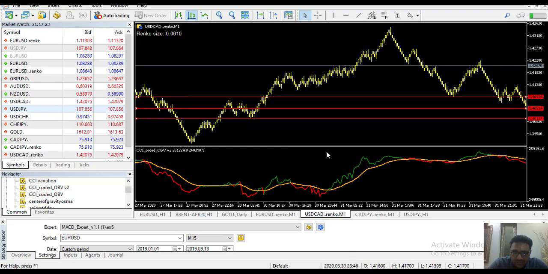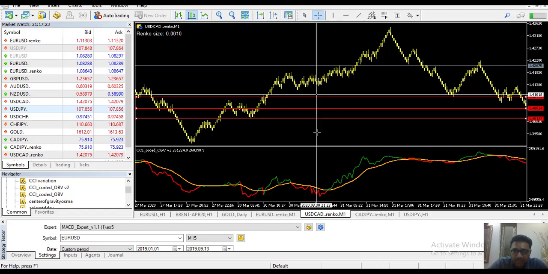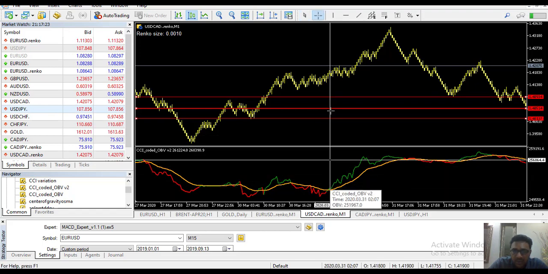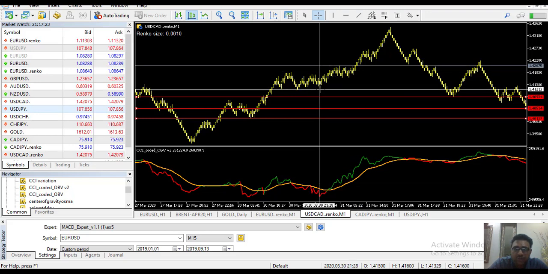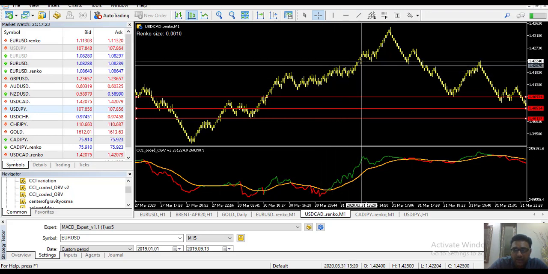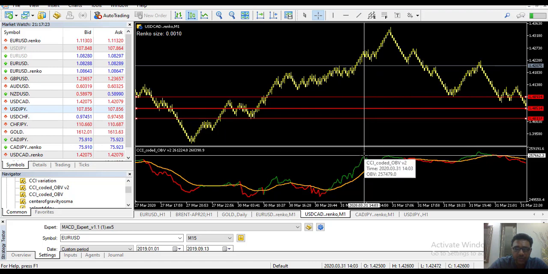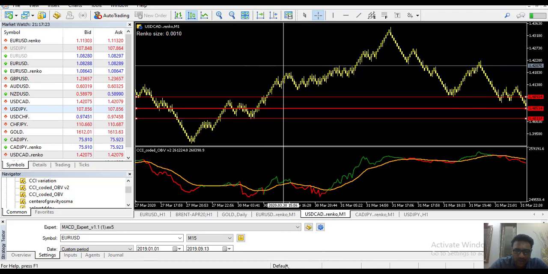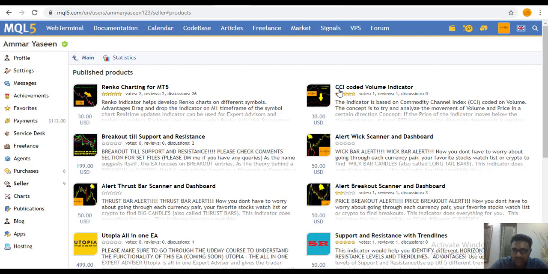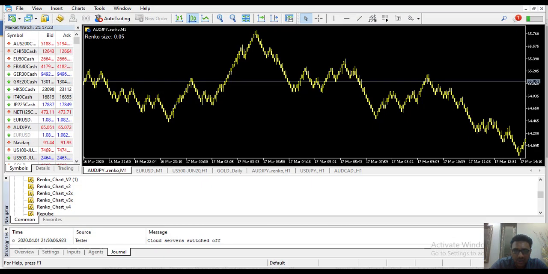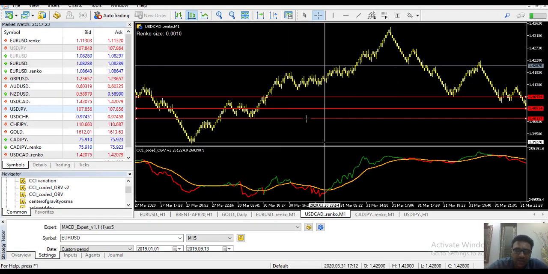So over here you can see another entry at this point and at this point, and our stop loss would have been at this area, and it would have been a very good trade. So you can use any indicators you want. This indicator is also in my profile as well. You can check this out, the CCI coded volume indicator. It's a very good indicator, and you can get it from my website, or you can also use any other indicator, like a moving average.